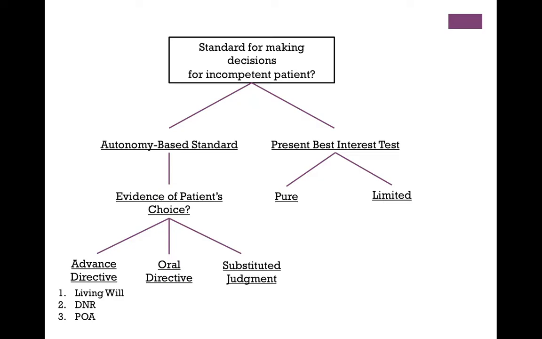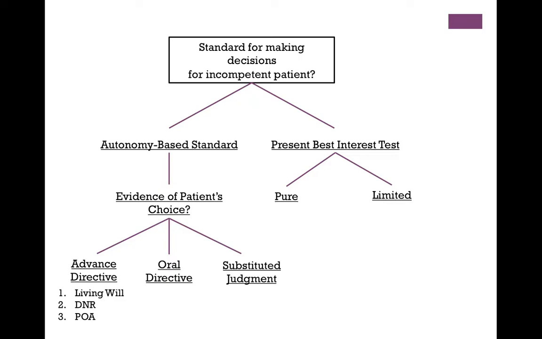We also have what is called a limited best interest test, where we ask the question, what is good for them now, and maybe we can supplement that with some of what we think they might have wanted. Now this all seems well and good, and it seems like the autonomy-based standard makes a lot of sense in cases where we do have reasonable evidence. But in this lecture, we're going to look at some problems with the autonomy-based standard.